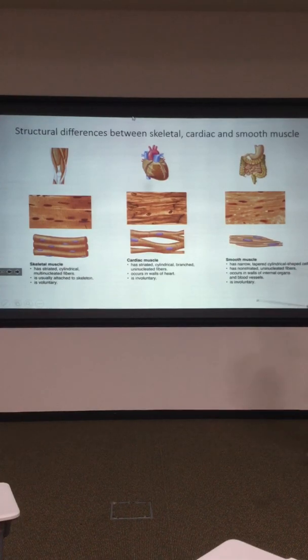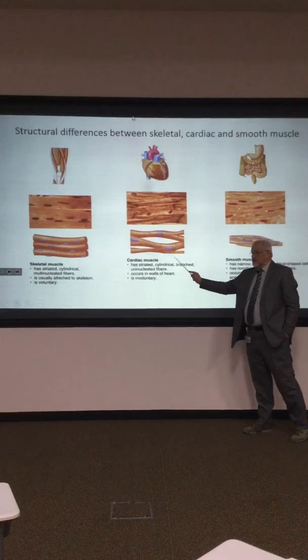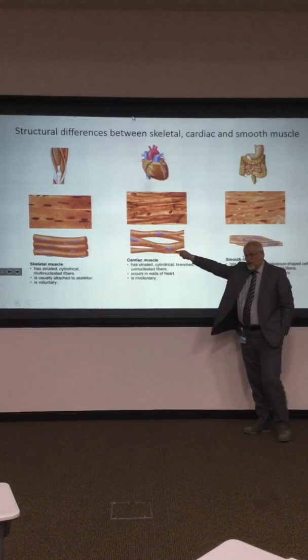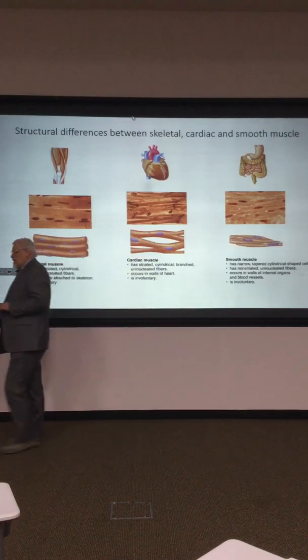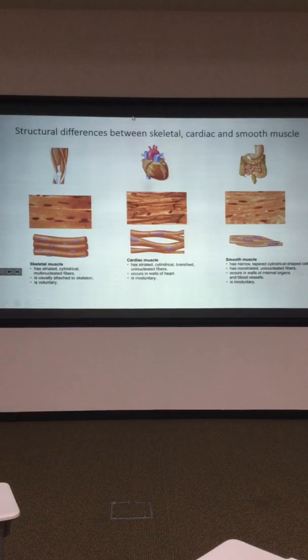Smooth is because there is no striation. The appearance looks rather smooth compared to striated muscle. That's the only difference in appearance. However, there is a much deeper difference in mechanisms regulating contractility, regulating electrical activity of these different muscles.